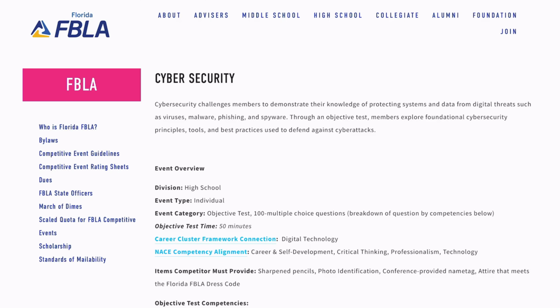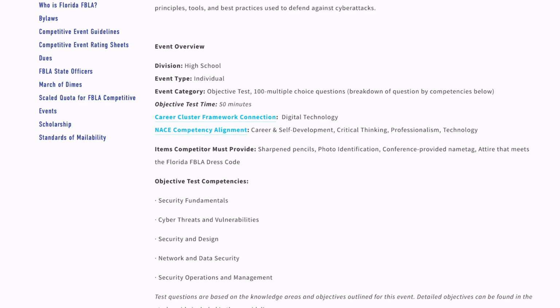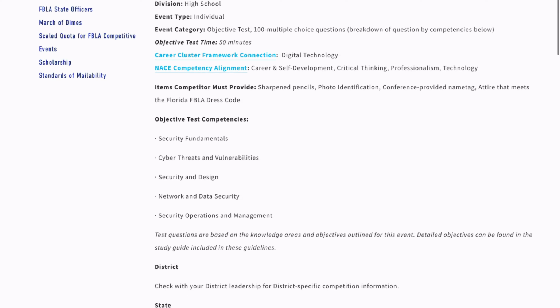Typically, there's not much difference between the state level and the national level competition for objective tests. They're pretty similar. The test composition is typically the same, just it gets a little bit more difficult, but there are certain changes for how role-play events are done at state versus national levels, so you want to double check to make sure what the differences are for the year that you're competing in.